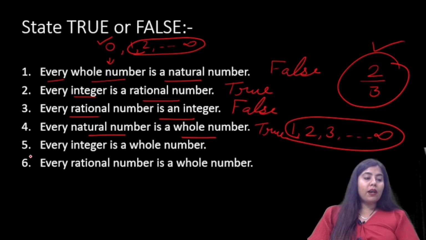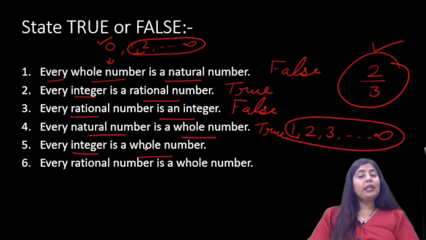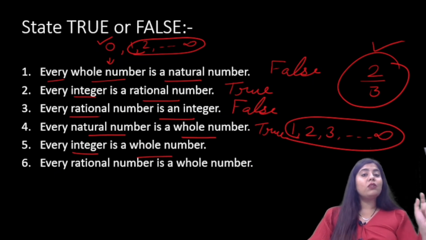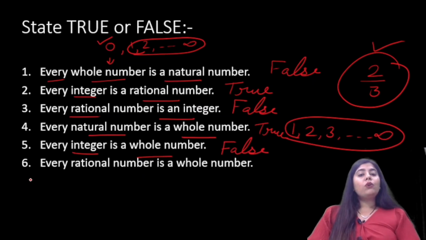Next, the fifth one, every integer is a whole number. Integer means positive, negative and 0. But a whole number contains only 0 and the positive numbers. So negative numbers are not included in whole numbers. So it is not correct. Every integer is not a whole number. So it is false.